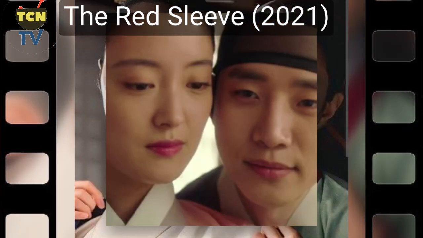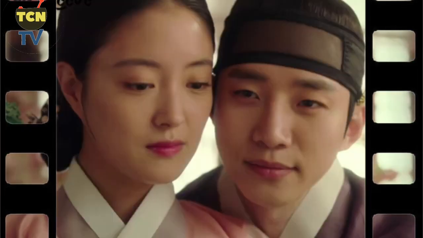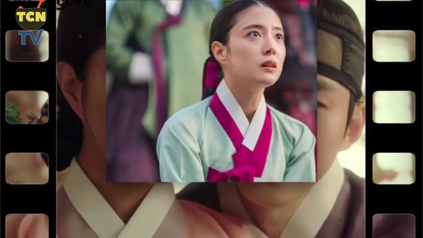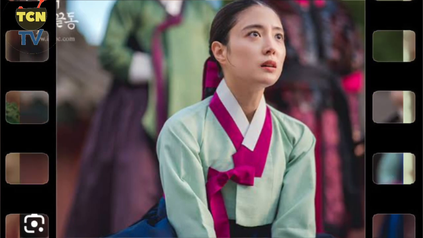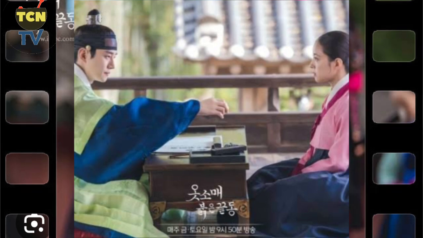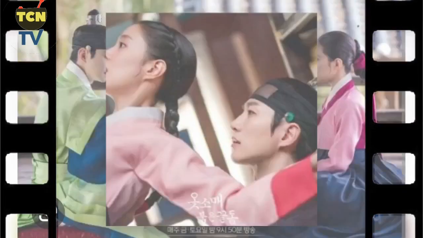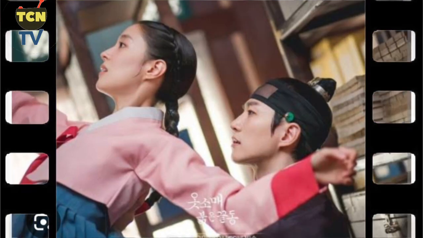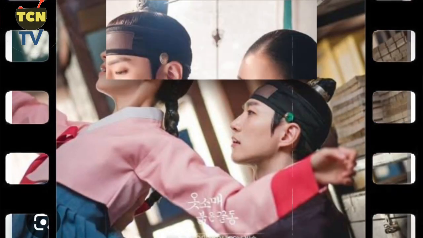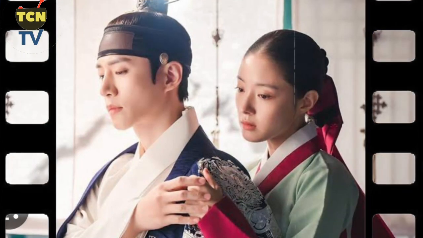Set in Joseon, The Red Sleeve stars Lee Jun-ho and Lee Se-young as two star-crossed lovers. Lee Jun-ho is Isen, the prince who would become King Jeonjo later on, and he is struggling with the implications of his father's death. His father was the infamous Sado. When he meets a court lady who wants a life of peace, the romance begins between them.